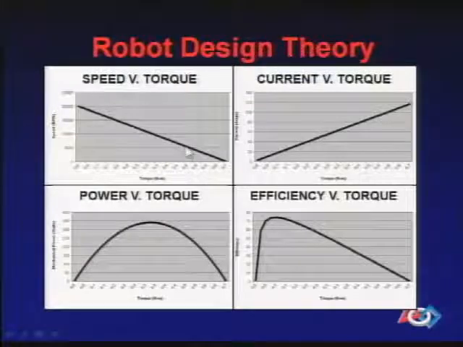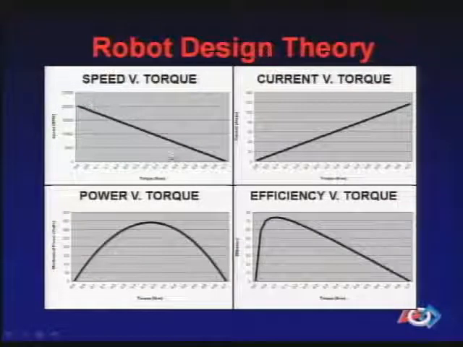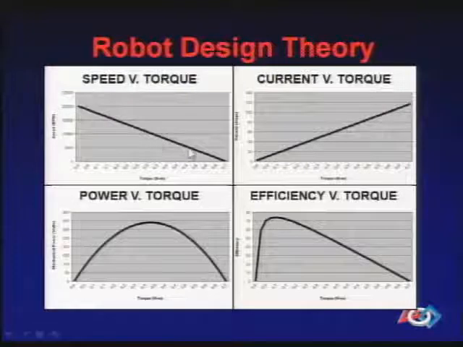Now, the third graph we're going to look at is this power versus torque. Now, I mentioned before that power is equal to speed times torque. So to get this power versus torque graph, you take the speed versus torque graph and you multiply this again by the torque.